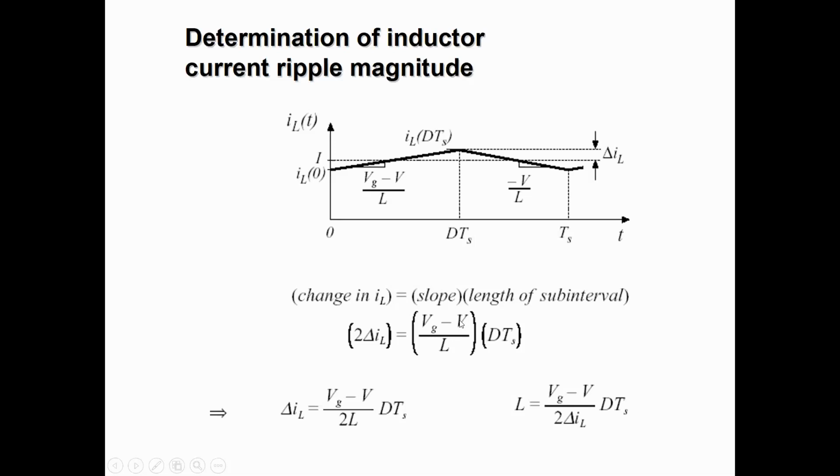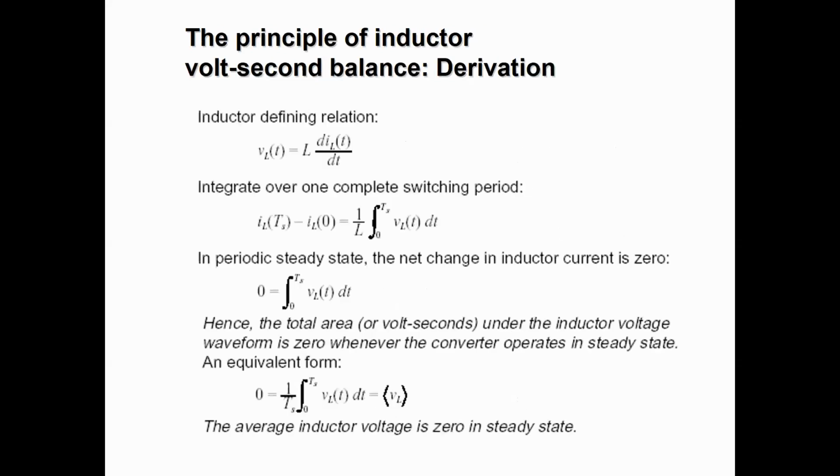So slope multiplied by the length of the subinterval. From here we can derive that the inductor current ripple is equal to (Vg − V) divided by 2L times dTs. So if you want to derive how much ripple there is in the inductor current, you can derive it from this equation. As you know, the input voltage, output voltage, inductor value, and duration of the switching are known. So when we put these values in, we can identify how much ripple there is in the inductor current.